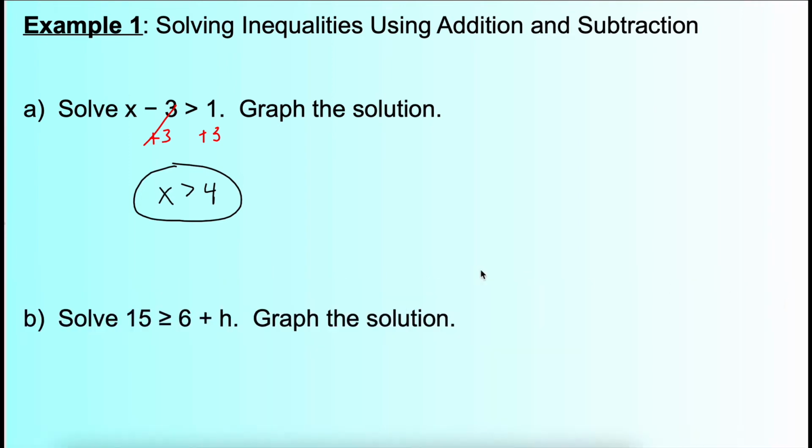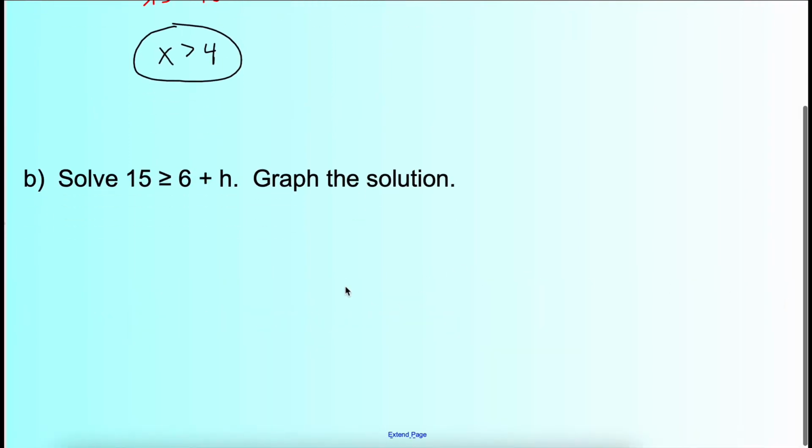Well, let's look at one more. 15 is greater than or equal to 6 plus h. To solve this, I'm going to subtract 6 from both sides, and I'm left with 9 is greater than or equal to h. I'm actually going to rewrite the inequality with the variable first, because that's just how my brain functions. I like to see the variable first.